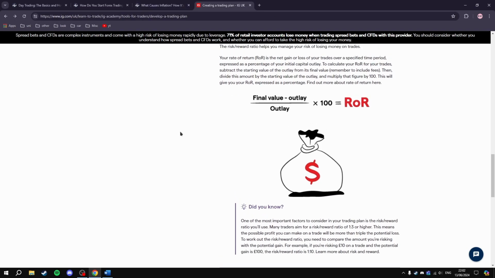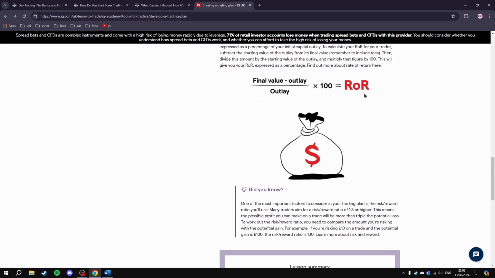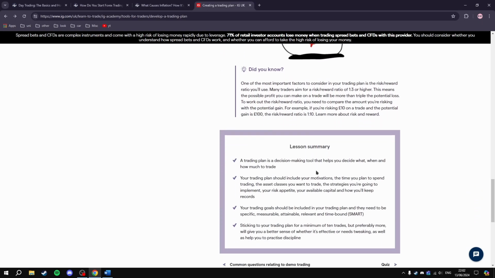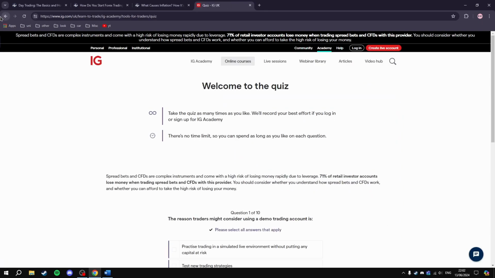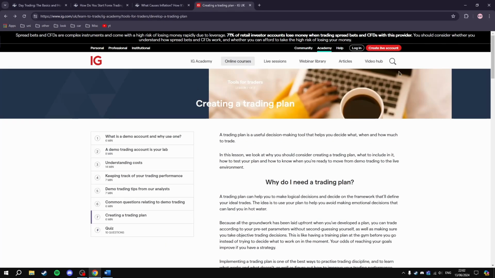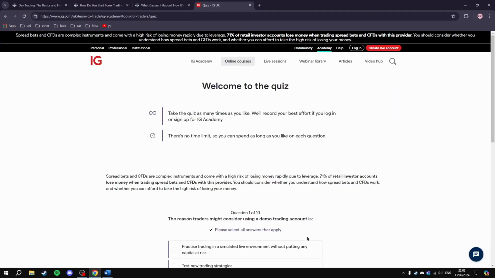And then we looked at the risk rate of return and the risk reward ratio and how that could fit into our trading plan. And then we went through a lesson summary. So now, to finish off the tools for traders lessons, we're going to finish off with the quiz.